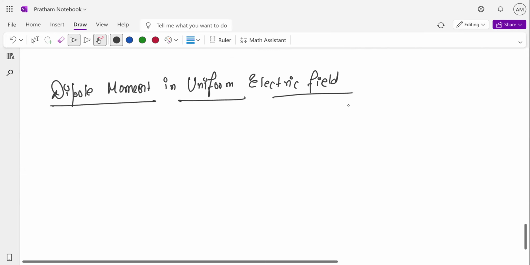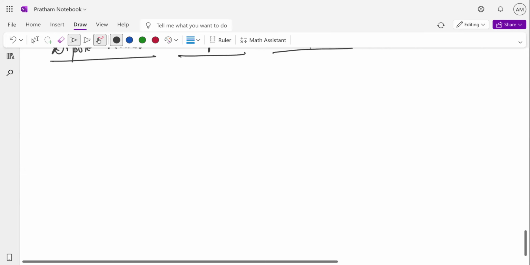Okay. So, as per the question, you can see it is a uniform electric field. One thing you know, if I put my dipole in the uniform electric field, what will happen? The net force is going to be zero, is it? Yes, sir, it will be zero. Yeah, it will be zero, right?